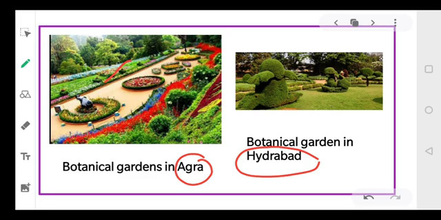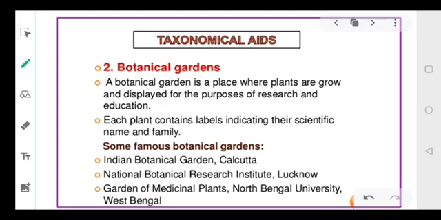So such gardens are referred to as botanical gardens, right? See the different shapes of plants and figures that have been given, and they are preserved in different cities. A botanical garden is a place where plants are grown and displayed for the purpose of research and education, right? These gardens are open for everybody, and they are open for research and education purposes, because students have to be educated on this part.